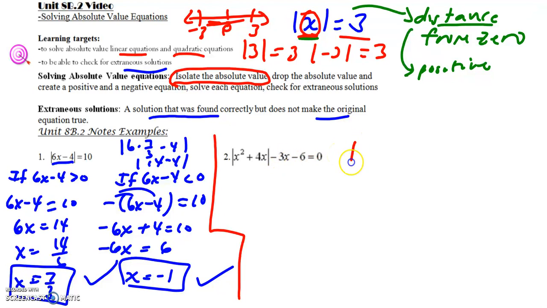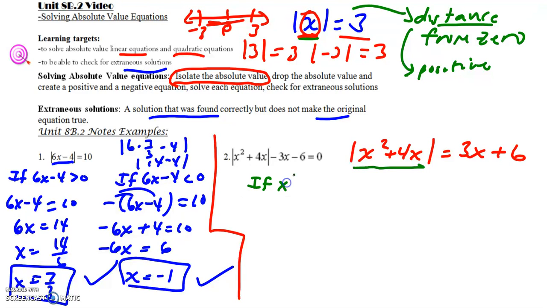So the first thing I'm going to do is move the 3x and the 6 to the other side. This equation would become the absolute value of x squared plus 4x is equal to positive 3x plus 6 on the other side. Now that the bars are isolated, I can apply the definition of absolute value. Just like the last example, this number, even though it's quadratic, x squared plus 4x really represents a number once we know what x is. So it could be either of two cases.